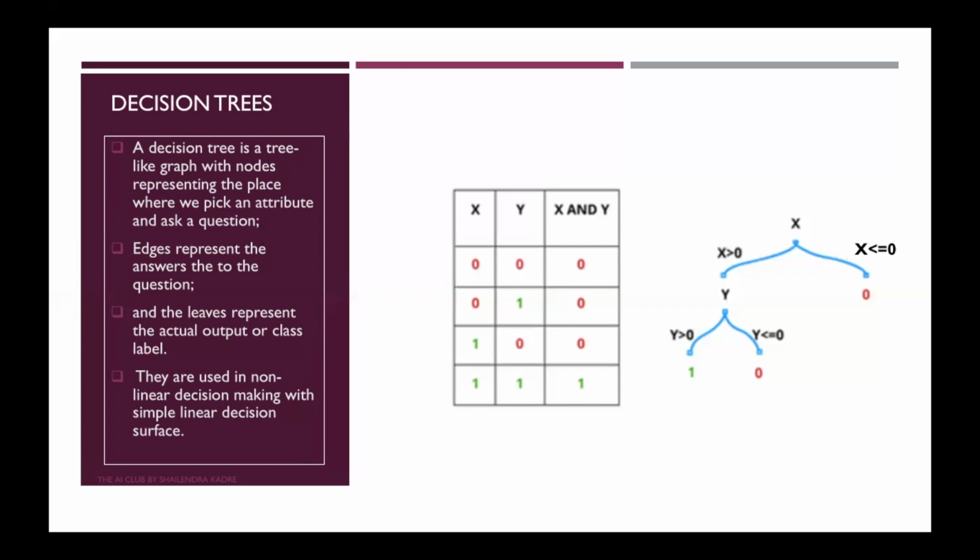One important thing to discuss here is that decision trees are used in non-linear decision making with simple linear decision surface. So decision trees will be used when we have a notion that the independent features do not have a linear relationship with the target variable. In that case, we will go for decision trees.